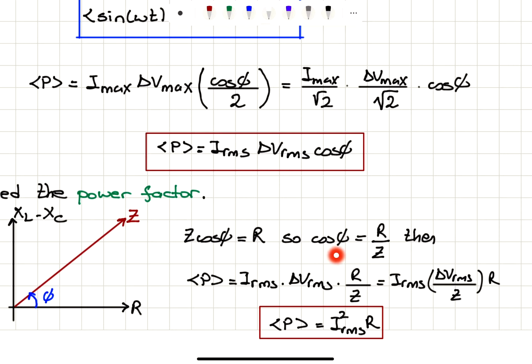Therefore, cosine phi is R divided by Z. And tangent phi was XL minus XC over R. So since cosine phi is R divided by the impedance of the circuit, this will be I RMS delta V RMS times R over the impedance. Now delta V RMS divided by the impedance is basically just I RMS. So this will be I RMS square times R.